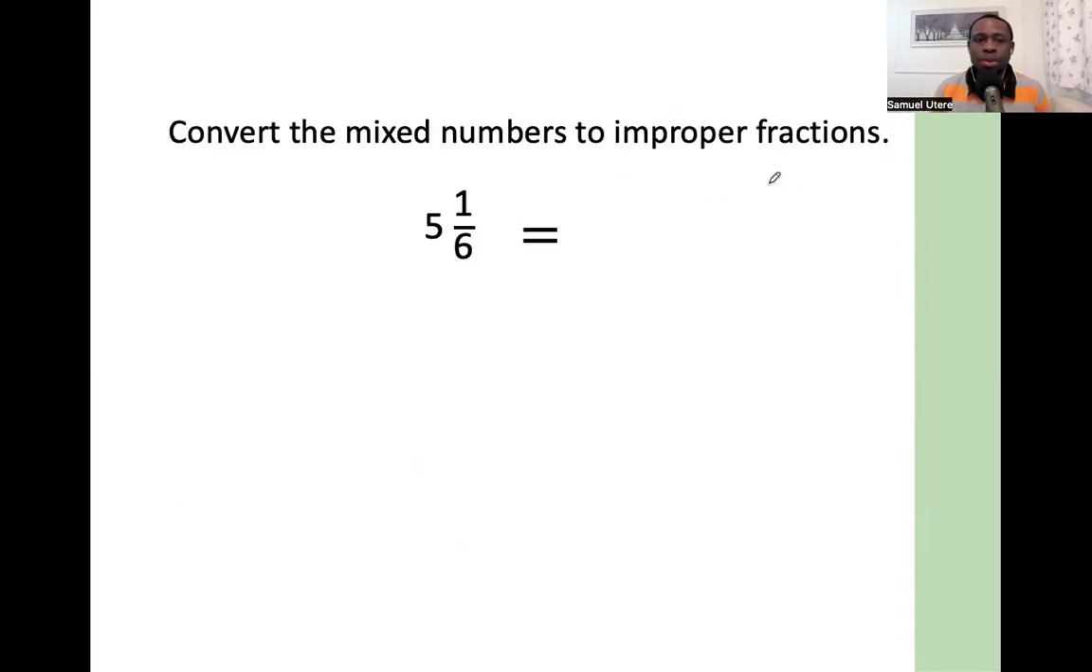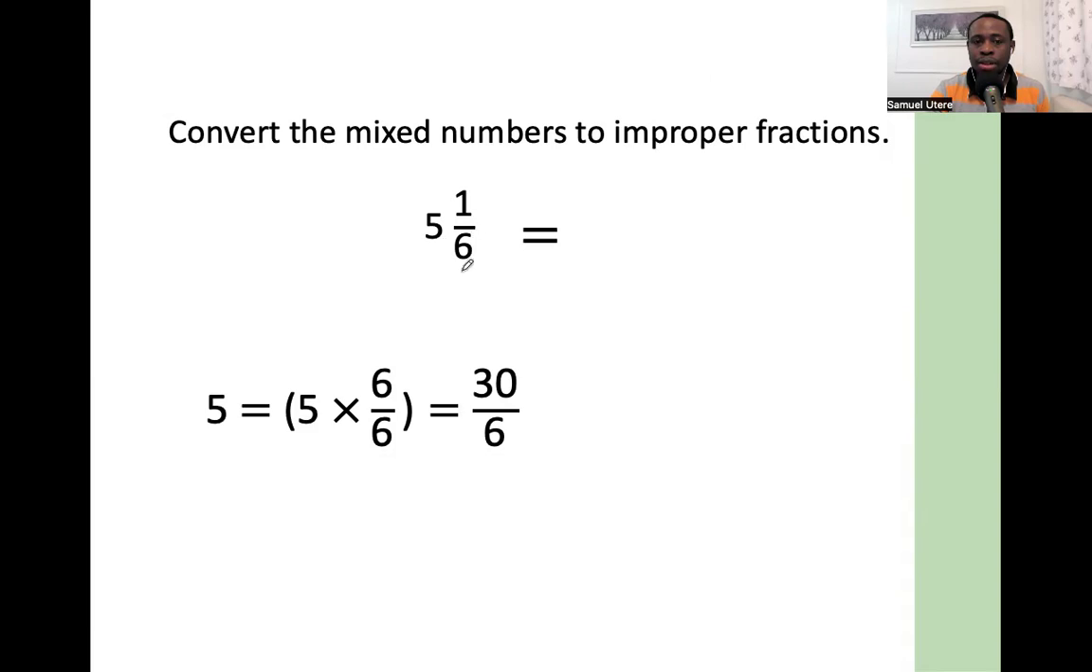Okay, what about if we want to convert mixed numbers to improper fractions? Remember that the 6, the denominator, tells us how many parts we have split the shape into. So it means that this 5 whole means we have 5 lots of a whole shape that is split into 6 equal parts. So it's going to be 5 times 6 over 6. That's what it means, because this 5 means 5 whole.